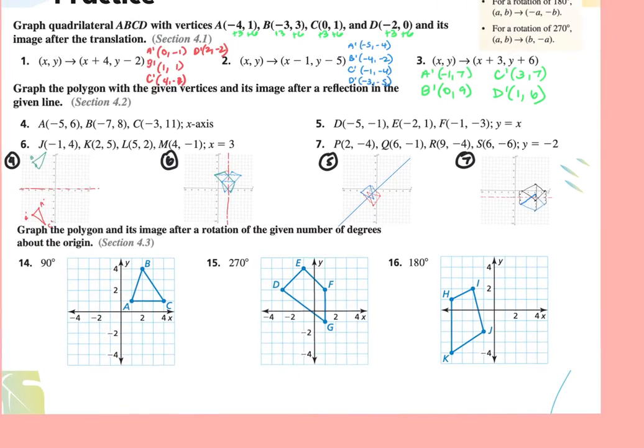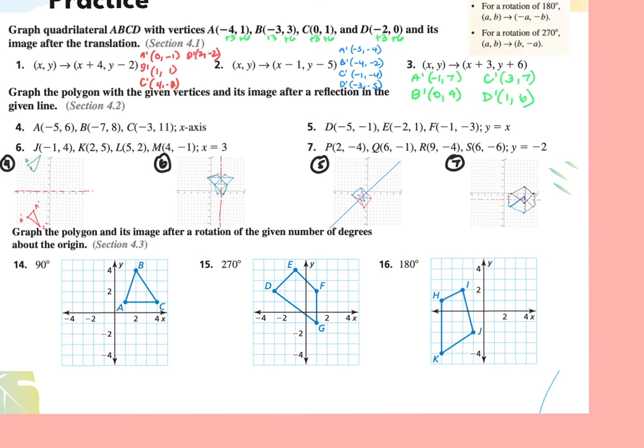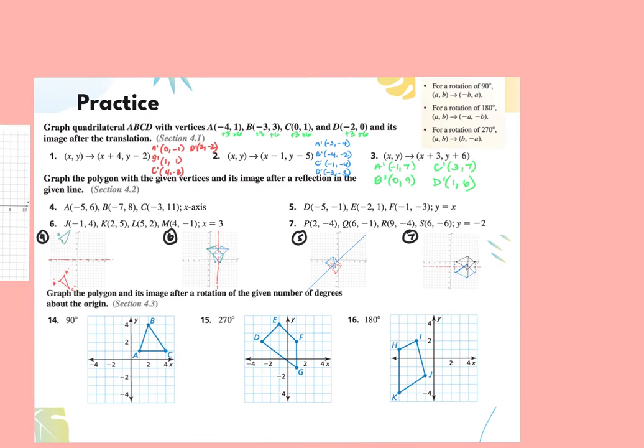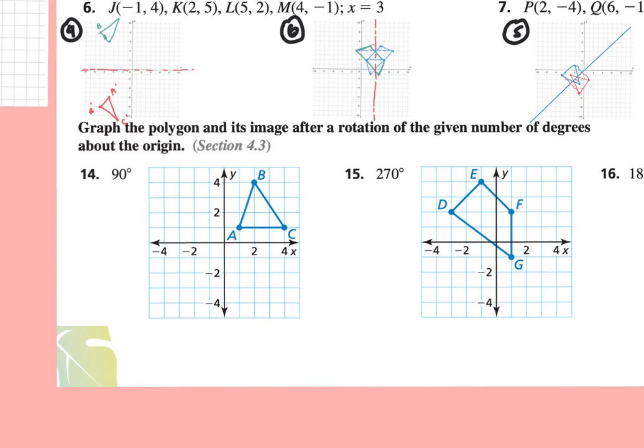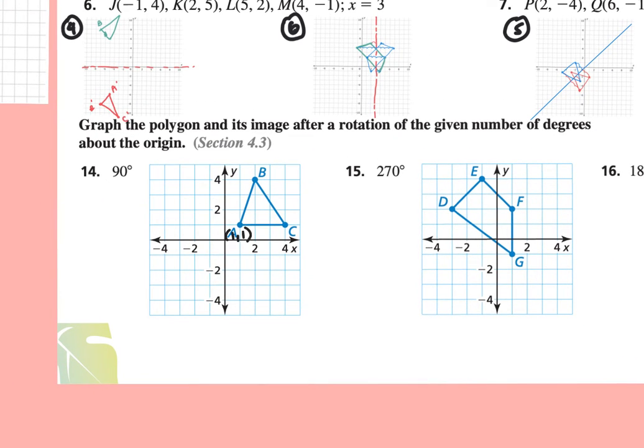Okay, the last 3, it said to graph the polygon and its image after the rotation of the number of degrees about the origin. So you also want to know how to do this without a graph because it's 90 degrees. So remember 90 degrees, we switch the order and you change the sign on the initial y, which now becomes the x. So if I take this coordinate point, which is 1, 1, I'm going to switch them and change the sign on the first one after I switch. That would be my A prime.